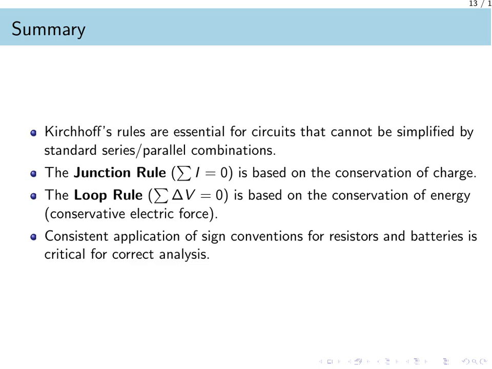In summary, Kirchhoff's rules are essential tools for analyzing circuits that cannot be simplified using standard resistor combinations. The junction rule is rooted in the conservation of charge and ensures that the total current entering a point equals the total current leaving it. The loop rule is based on the conservation of energy and the conservative nature of the electric force, ensuring the total potential change around a loop is 0. Mastering these rules requires consistent application of sign conventions for resistors and batteries during the analysis phase.